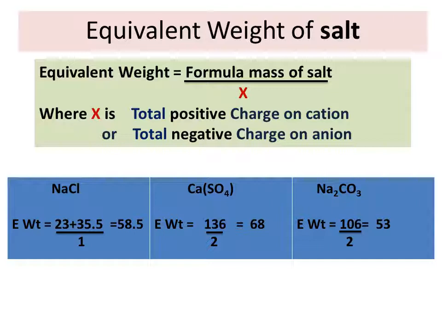In the case of sodium carbonate, the formula mass of the salt is 106. For the total positive charge, 2 sodium ions are there, and each sodium ion has 1 positive charge. So the total number of positive charges on the cation is 2. In the case of negative charges, the carbonate ion has 2 minus charge. So formula mass divided by the total number of positive charges, that is 2, or the total number of negative charges, that is also 2. So 106 divided by 2 comes out to be 53. So this is how we can find the equivalent weight of a salt.